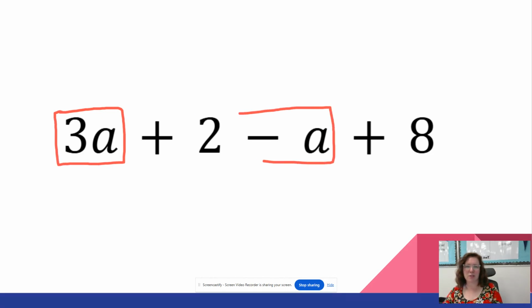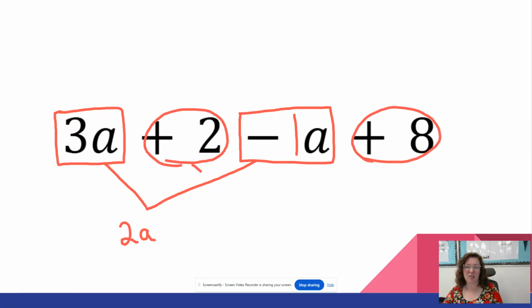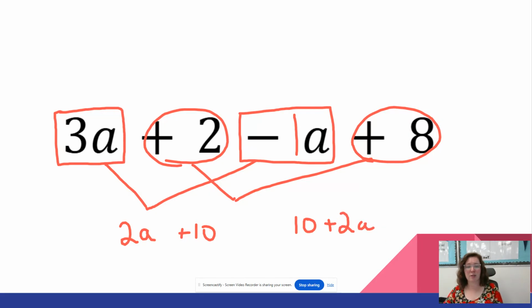Ooh, we got a tricky one to start off with. These both have an a: 3a, and then it just says minus a. Well, there's an invisible 1 right here, so it's really 3a minus 1a, which is 2a. And then a positive 2 plus an 8. 2 plus 8 gives us a positive 10. And we could have done it the opposite way. 10 plus 2a is also a great way to do it because they're both positive.